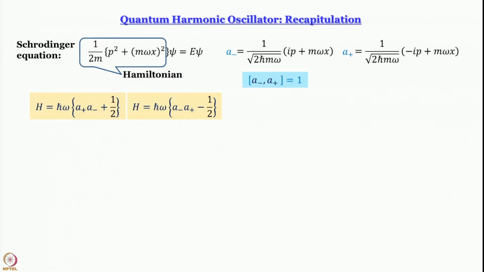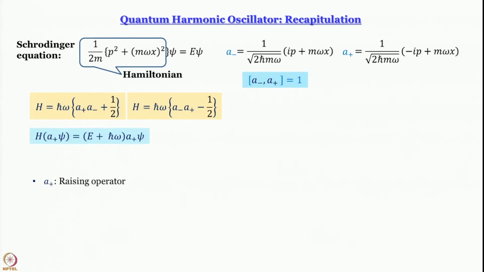H can be written as h cross omega multiplied by (A plus A minus plus half), or you can write h cross omega (A minus A plus minus half). Remember, A plus A minus and A minus A plus are not one and the same, because the commutator is 1 and not 0. Which one do we use? We use any one of these forms, whichever is convenient for the particular problem we are trying to solve.